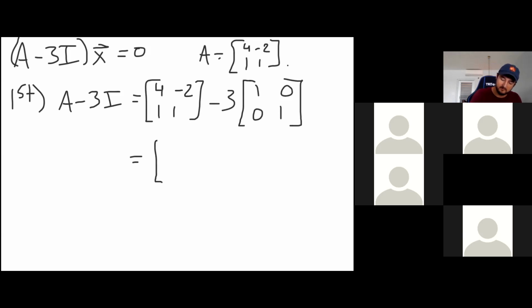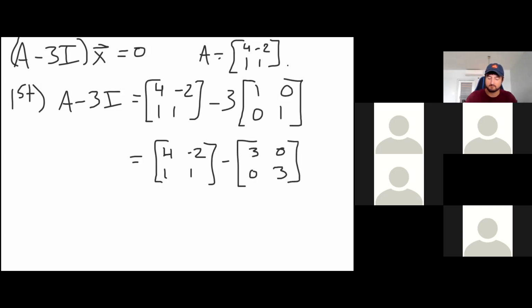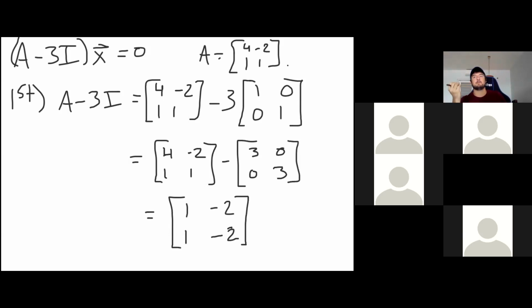So this is going to be just taking it step by step. If you shortcut it and you kind of get to the final answer, that's fine. Multiply that 3 through. It'll be 3, 0, 0, 3, leaving me with 4 minus 3, which is 1, -2 minus 0, which is -2, 1 minus 0, which is 1, and 1 minus 3, which is -2. So that is what that matrix A minus 3I now looks like.